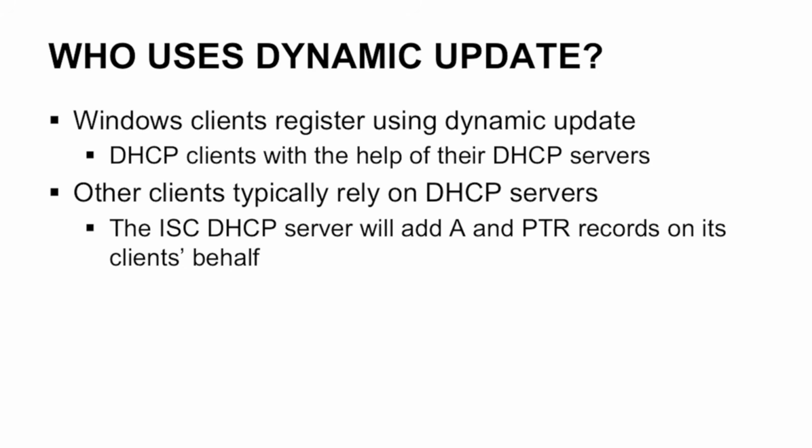Well, Windows computers can use dynamic update to register their name to address mappings by dynamically adding A records. Statically addressed computers will also use dynamic update to add pointer records to reverse map their addresses back to domain names. DHCP clients, however, will let a DHCP server add pointer records on their behalf. What about non-Windows computers? Well, some DHCP servers will use dynamic update to add both A and PTR records on their clients' behalf. The ISC DHCP server, for example, does this. In fact, it'll add both A and PTR records even for Windows clients, though you can configure it not to.